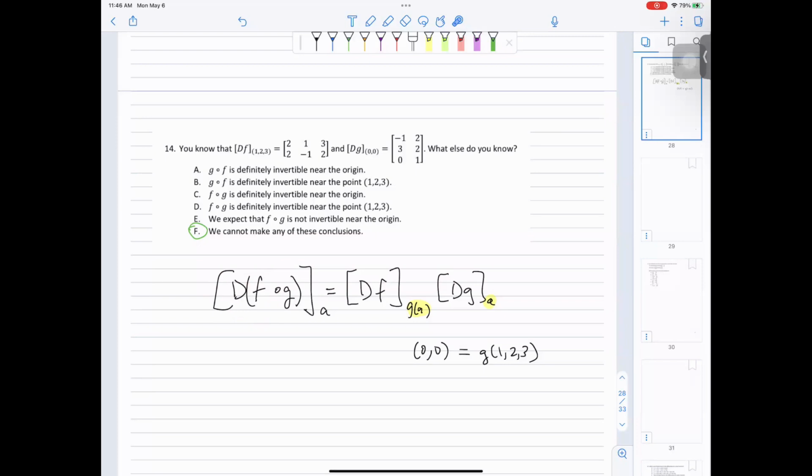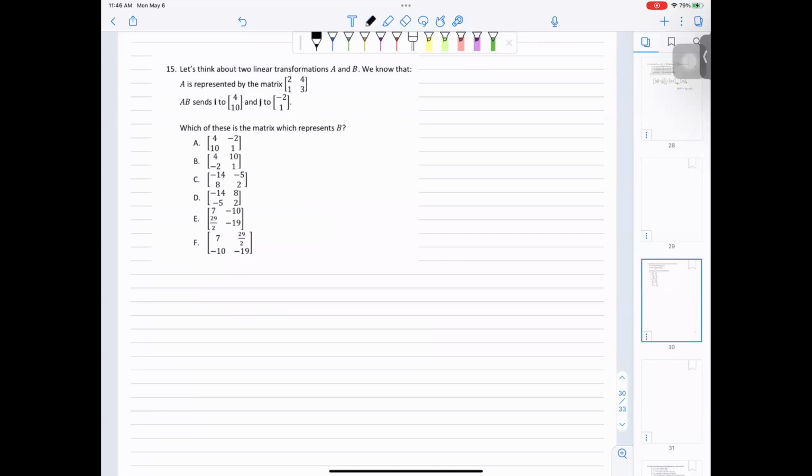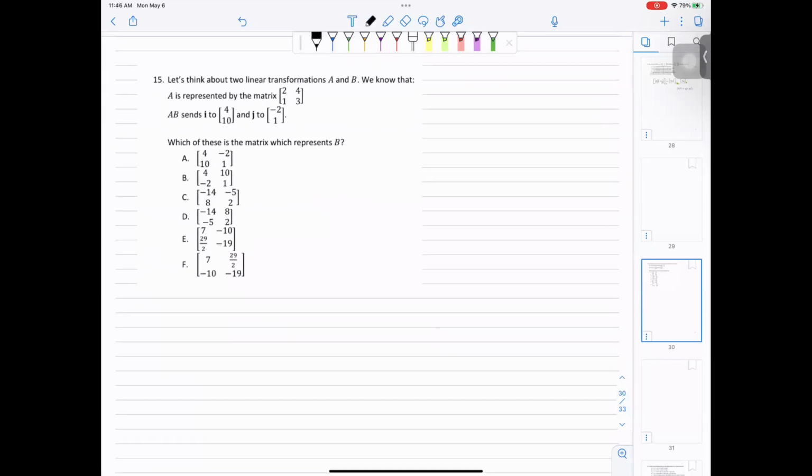Questions? Okay, 15. Let's think about these two linear transformations. A is represented by that. AB sends i, j to that. Which of these matrices represents B?